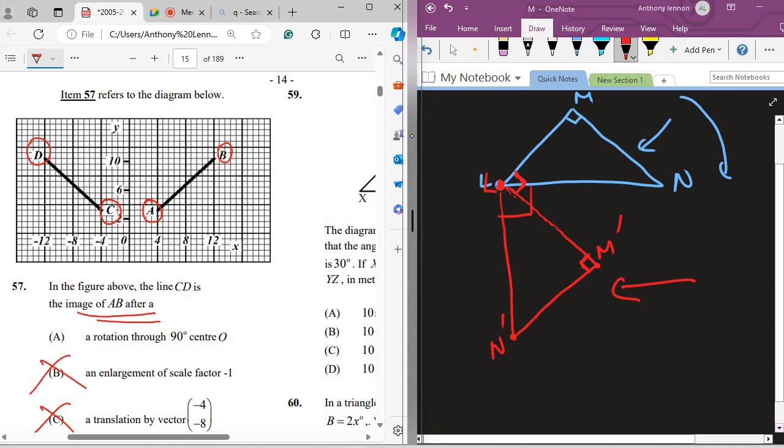Is it a rotation of 90 degrees? No. If it's rotated 90 degrees, well, at the center, it's a rotation of 90.